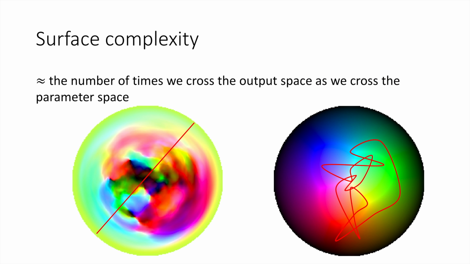How can we measure the complexity of the decision surface? The complexity is, roughly speaking, the number of times we cross the output space as we cross the parameter space, i.e., the number of times we switch color as we move across this sphere. Here, we show a path in parameter space as a red line, and the approximate corresponding path in output space as a red curve.